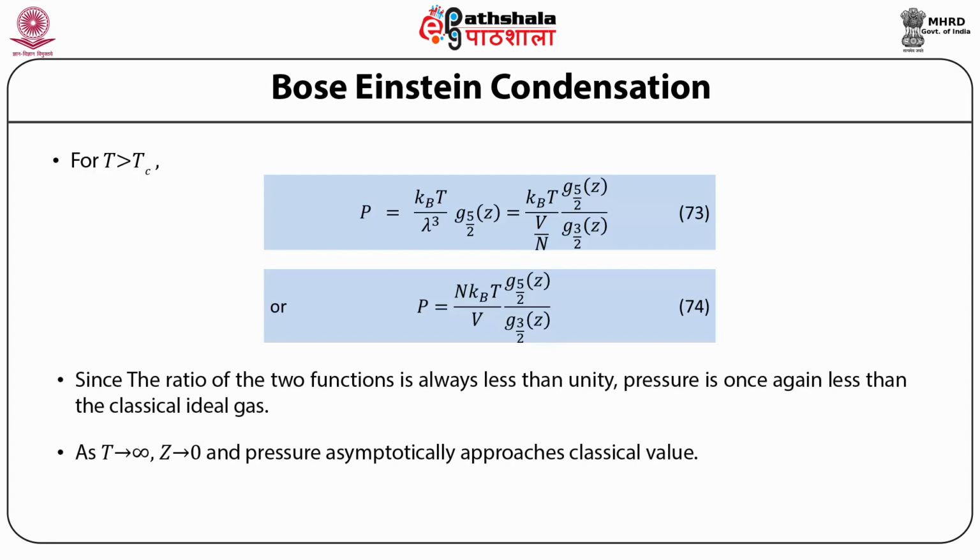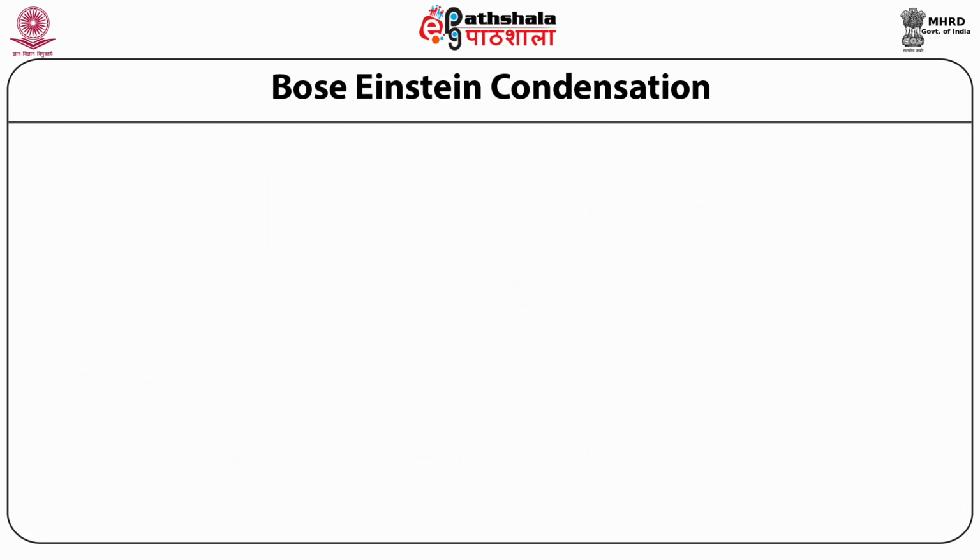Since the ratio of these two functions is always less than unity, pressure is once again less than the classical ideal gas. As T approaches infinity and Z approaches 0, pressure asymptotically approaches the classical value. Now we will have a look at entropy of such a system.